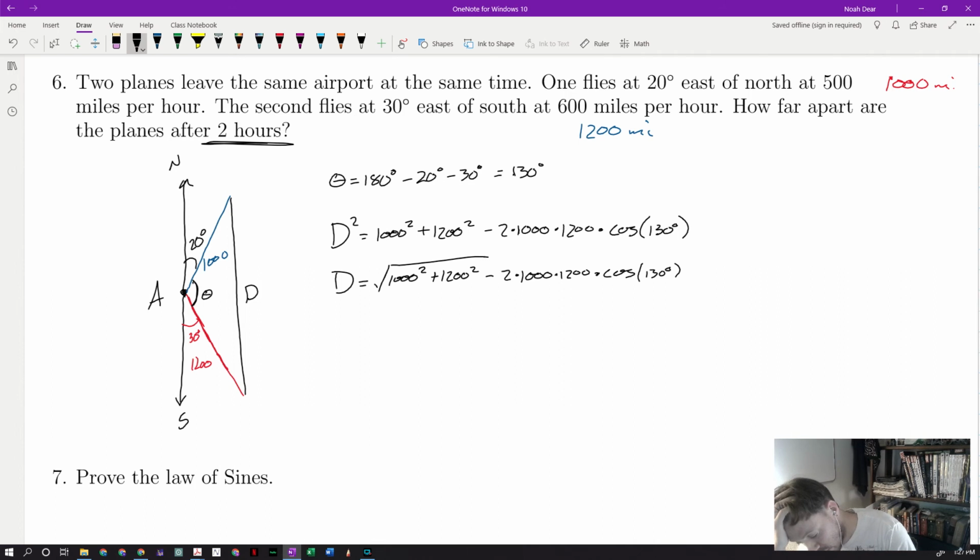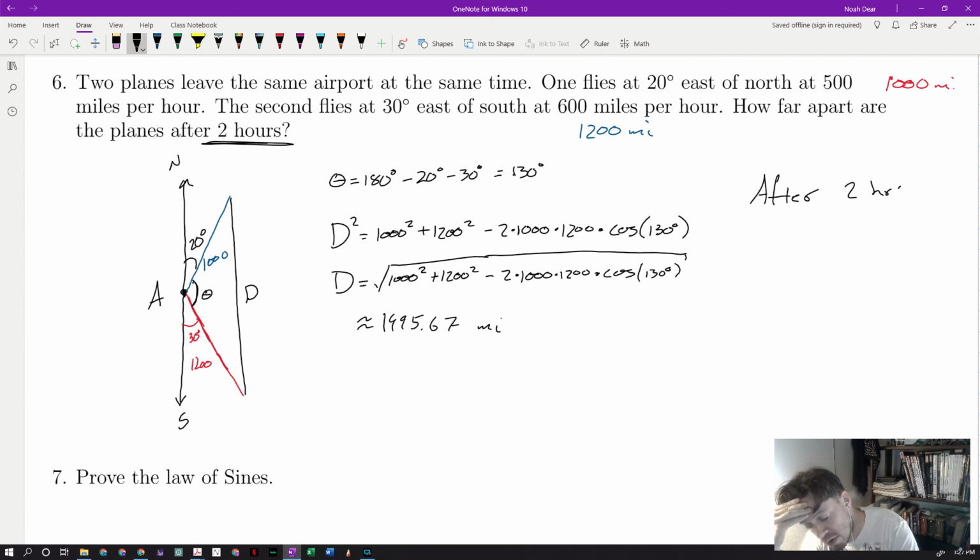And we get that this is approximately 1995.67 miles. So after 2 hours of flying, the planes are about 1995.67 miles apart.